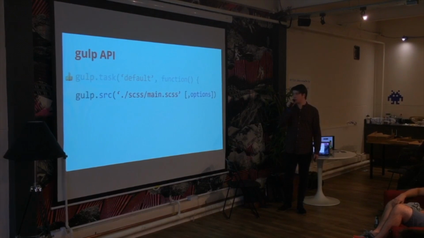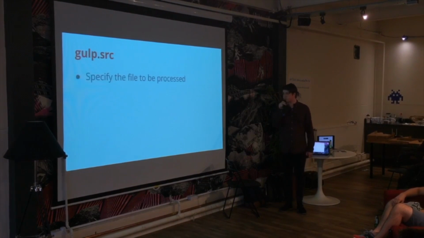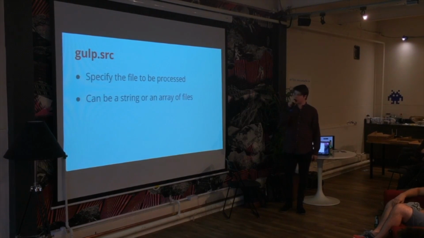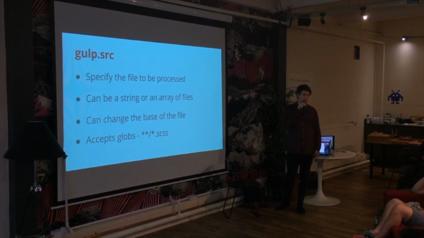Next is gulp.src, or Gulp source. So this is where you specify the file to be processed. It can be a string or an array of files. And you can also change the base of the file, which I'm going to touch upon in a couple of slides. And it accepts globs, which means you can do asterisk, double asterisk, and look for any folder or file in a certain directory.